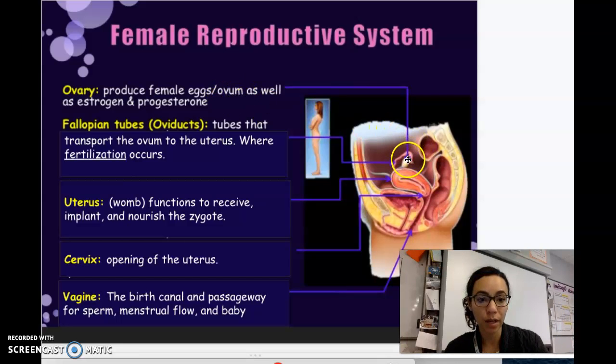So that's right up here on top of the uterus. They're kind of floating around right above the pelvis inside the abdomen. They also produce hormones like estrogen and progesterone.